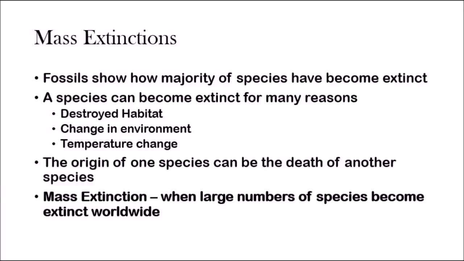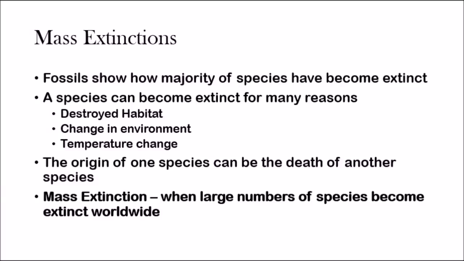A species can be extinct for many reasons. The habitat gets destroyed, a change in environment can wipe out a species, temperature change also can wipe out a species. We're seeing this today with global warming and species getting extinct every day. It's pretty terrible, but that's an example of a temperature change which is causing a mass extinction. The origin of one species can be the death of another species.